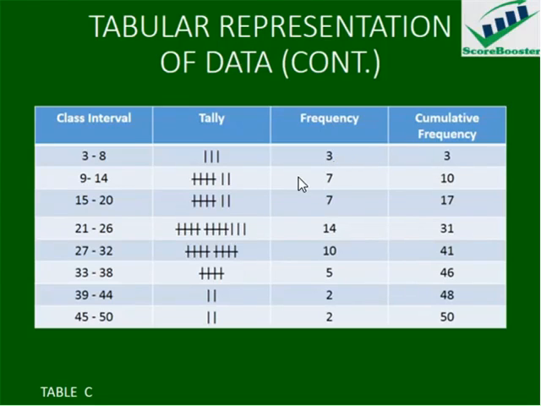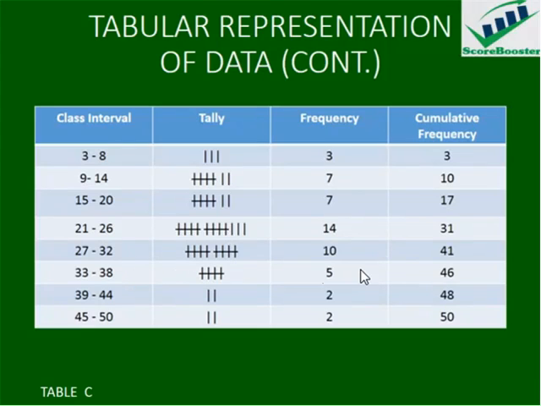To get the cumulative frequency of class 2, we add the frequency of that class to the classes before it, which is 7 plus 3 to give 10. The cumulative frequency of the class 15 to 20 will be the frequency of that class added to the frequency of the classes above it, which is 7 plus 7, 14, 14 plus 3 will give 17. The same thing is applicable to the class 21 to 26, which is 14 plus 7, 21, 21 plus 7, 28, 28 plus 3, 31.